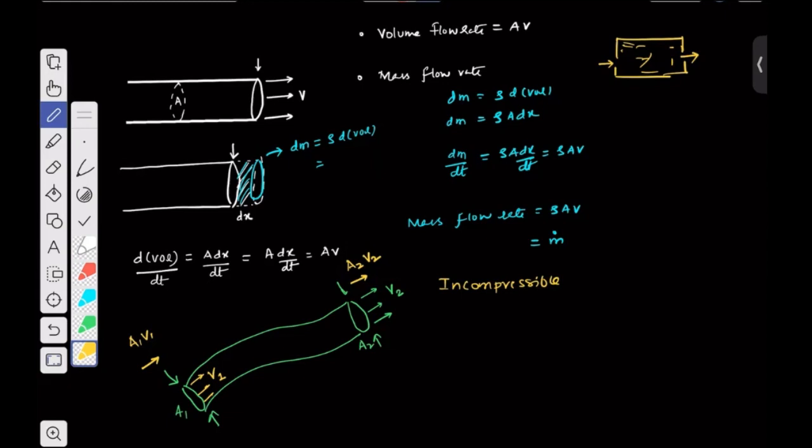So in case I have an incompressible flow with no storage happening somewhere in between, in that case, I can write down A1 V1 equal to A2 V2, or in general, A into V will be equal to constant. But be careful with what V is: it is the velocity at that cross section with which the fluid moves perpendicular to the area. And A is the area of the cross section. This is given a name, the continuity equation.